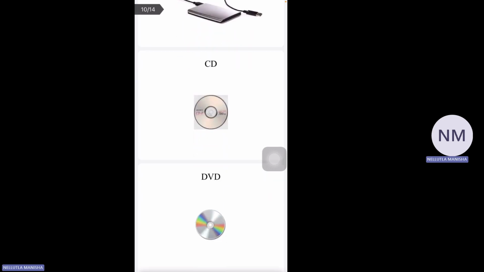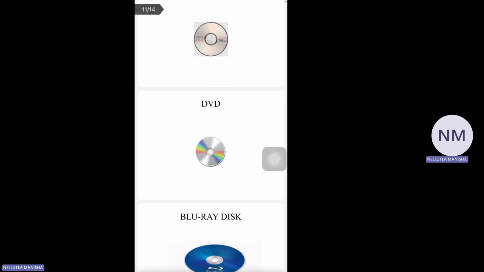And our next topic is DVD. DVD stands for Digital Versatile Disc. It is an extremely high capacity optical disc with a storage capacity ranging from 4.7 GB to 17 GB. DVDs are widely used to store large data like movies, music, software, etc. And most DVDs are double-sided discs, so they can store data on both sides of the disc.